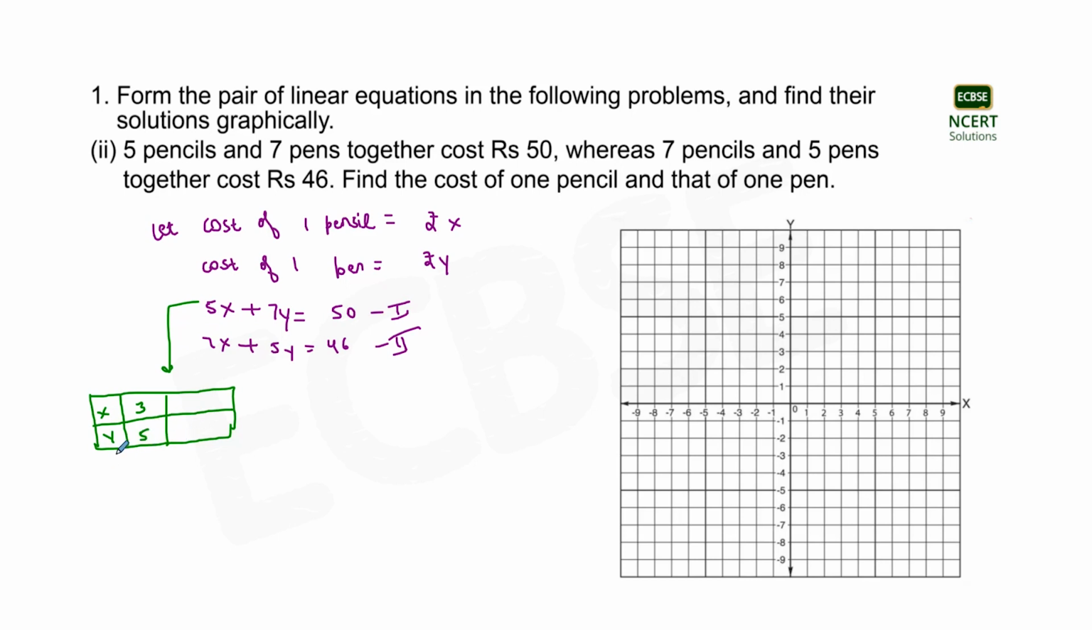Now in the second case, in order to find the second point, we need to suppose some other value of x. Let the value of x be 4.4. Now putting this value of x in the first equation, the value of y comes out to be 4. So from here we have obtained 2 points, that is 3, 5 and 4.4, 4.